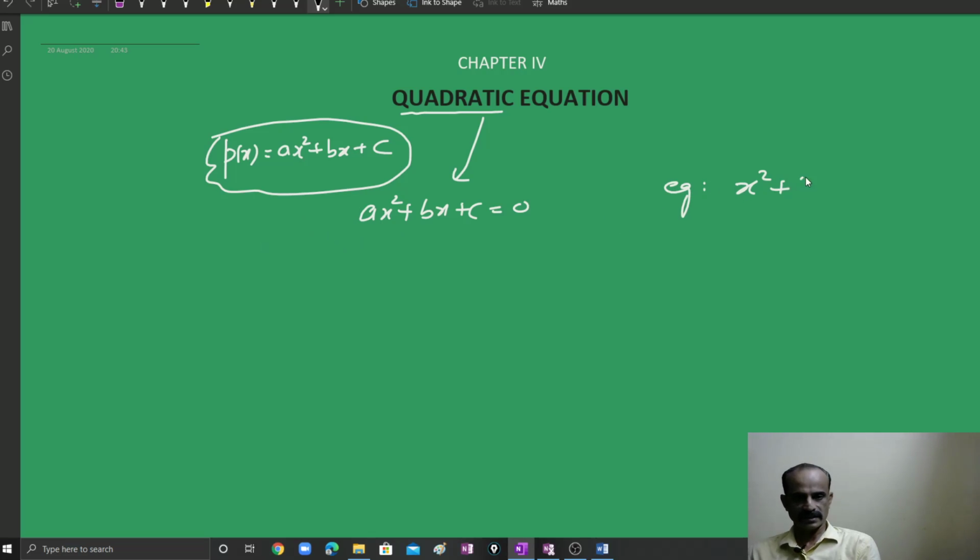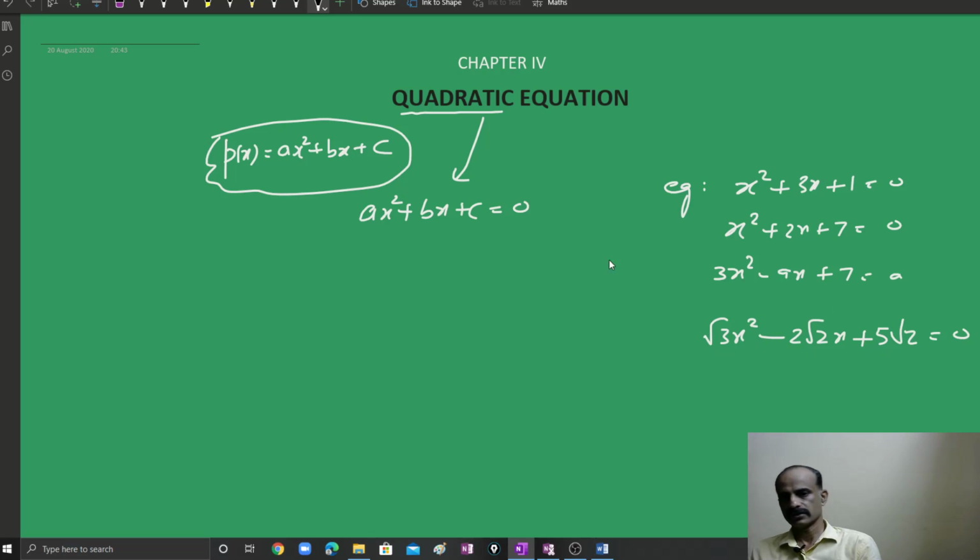x square plus 3x plus 1 equal to 0. x square plus 2x plus 7 equal to 0. 3x square minus 9x plus 7 equal to 0. Root 3 x square minus 2 root 2 x plus 5 root 2 equal to 0. When you examine these one by one, are they of this form? Yes, they are of this form. Why? Because all of them have an x square term, an x term, and a constant term.